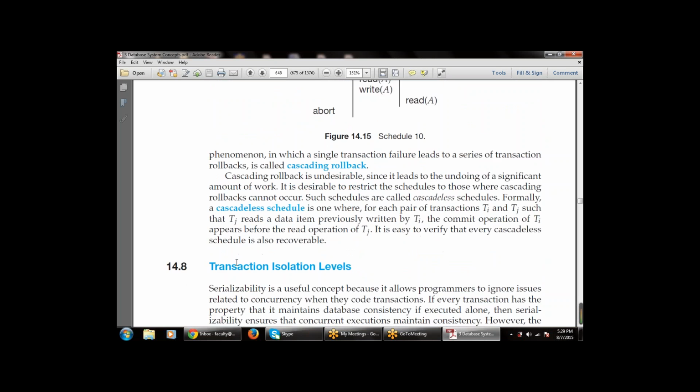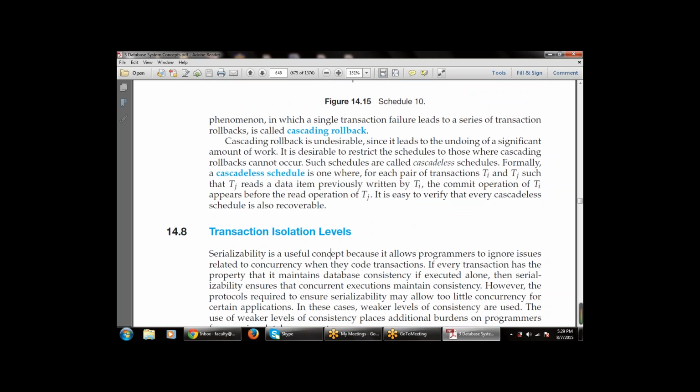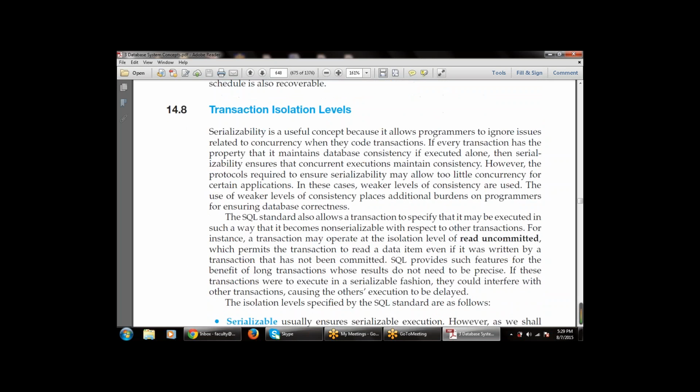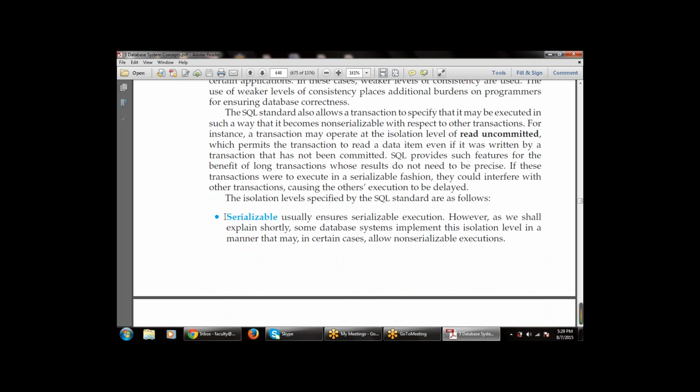Then next is the transaction isolation levels. That is, what are the various levels that are available in transaction isolation? So what are the levels? One is serializable, which ensures that the transactions must be executed in a serial way.